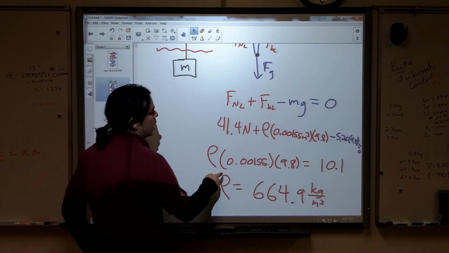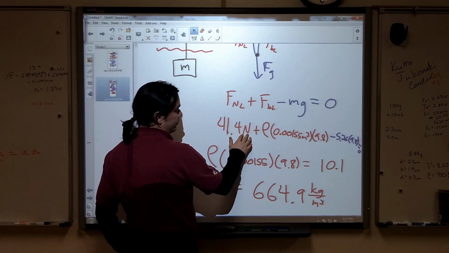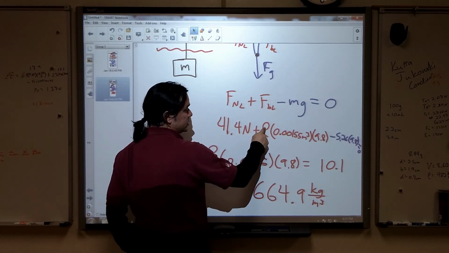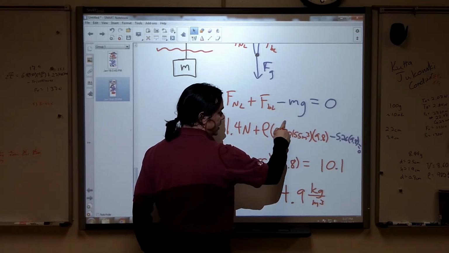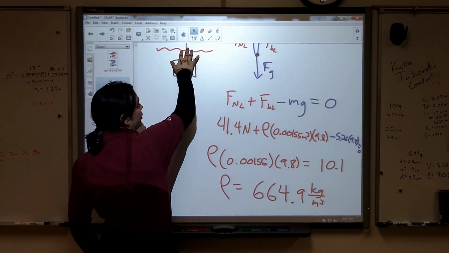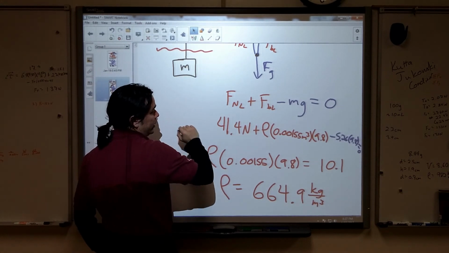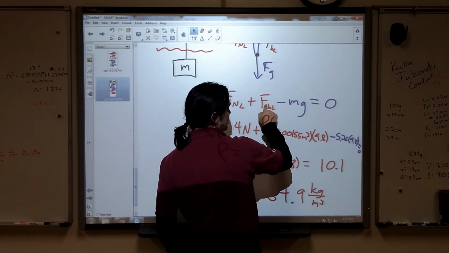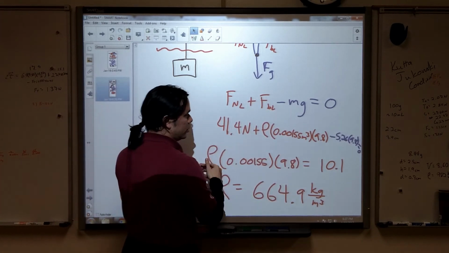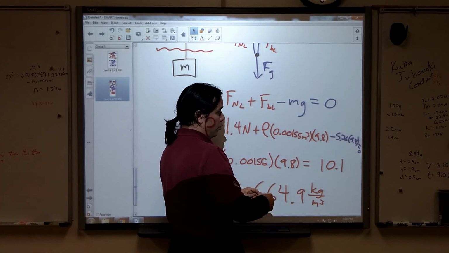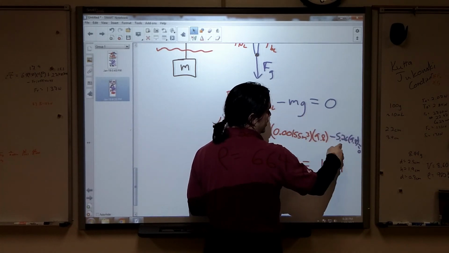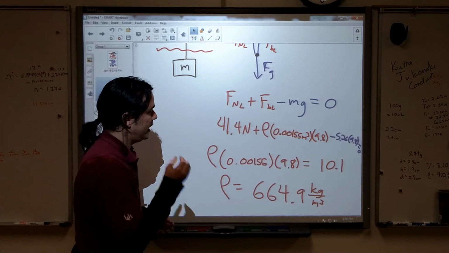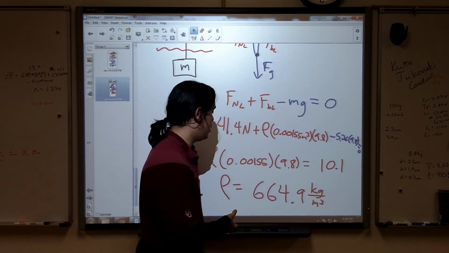All right. The normal force that we got was 41.4 newtons, plus my buoyant force is the weight of the fluid displaced, so that's the density of the unknown liquid, times the volume displaced. We know that this went all the way beneath the liquid, so this is the volume that is displaced, times 9.8, our g, so take a look at what we did in the water. And then finally, minus mg, we know the mass is 5.26, and that the acceleration due to gravity is 9.8. All of that needs to total up to 0.